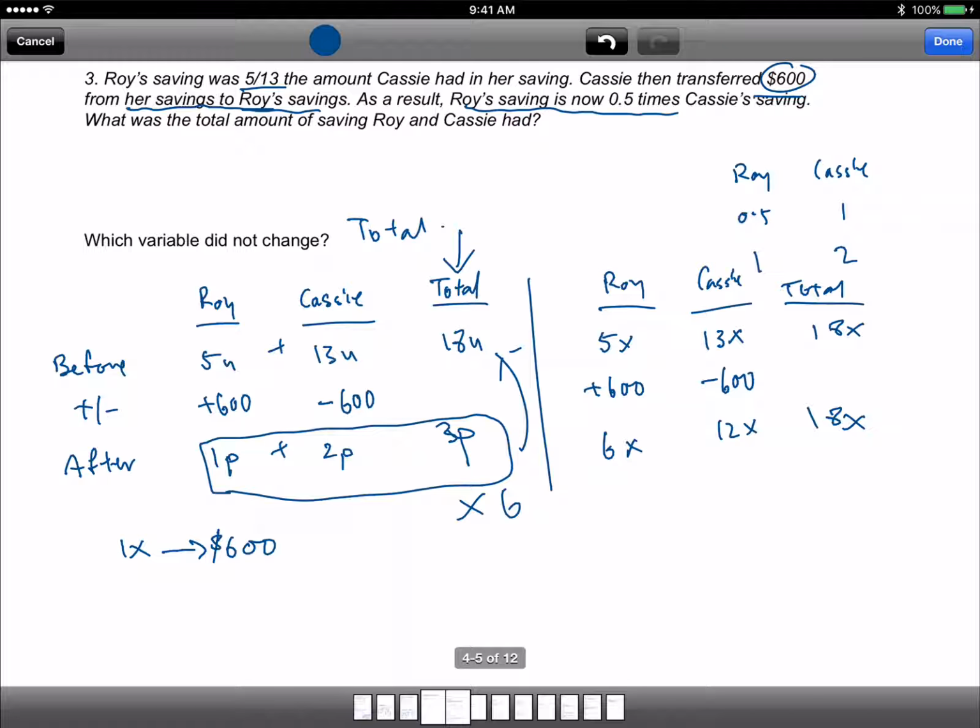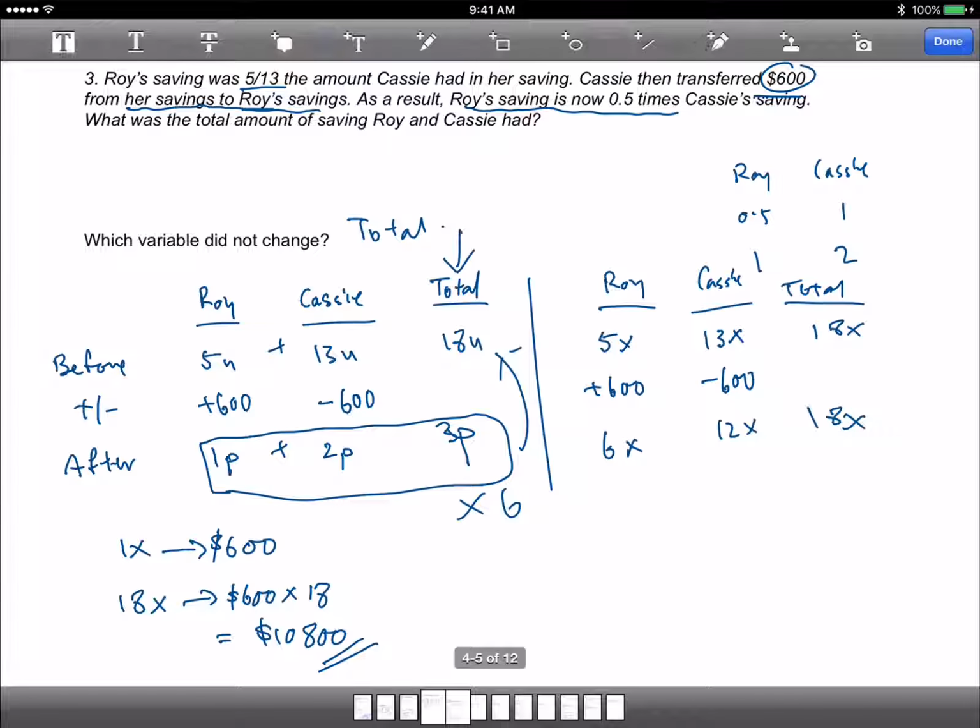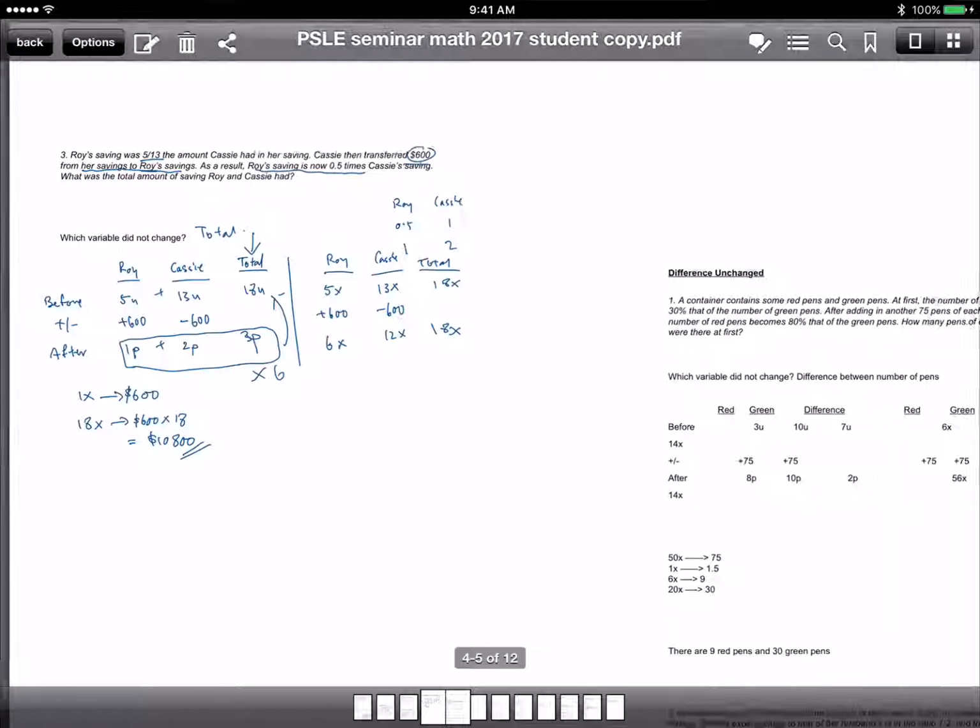And the question is, what was the total amount of saving Roy and Cassie had? Both of them had 18x, so that's 600 times 18, and the answer is $10,800. Okay. Next.